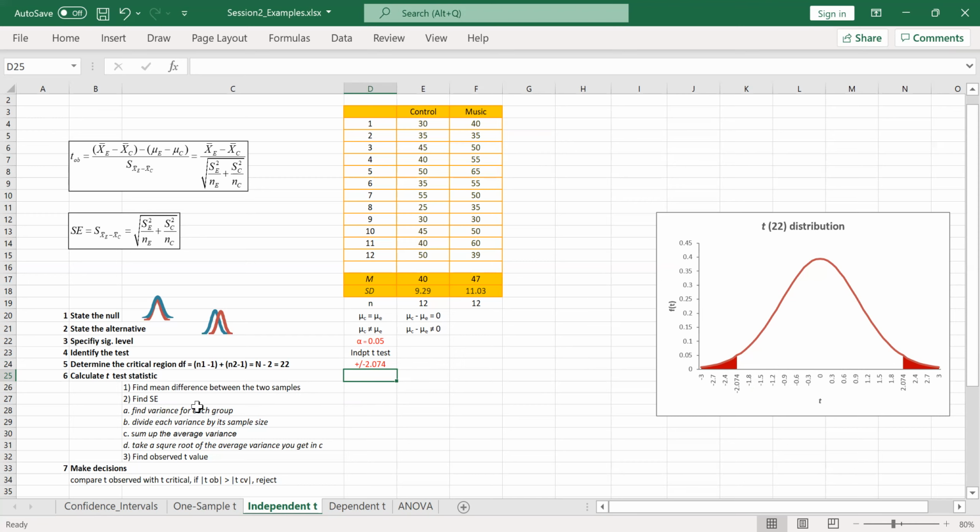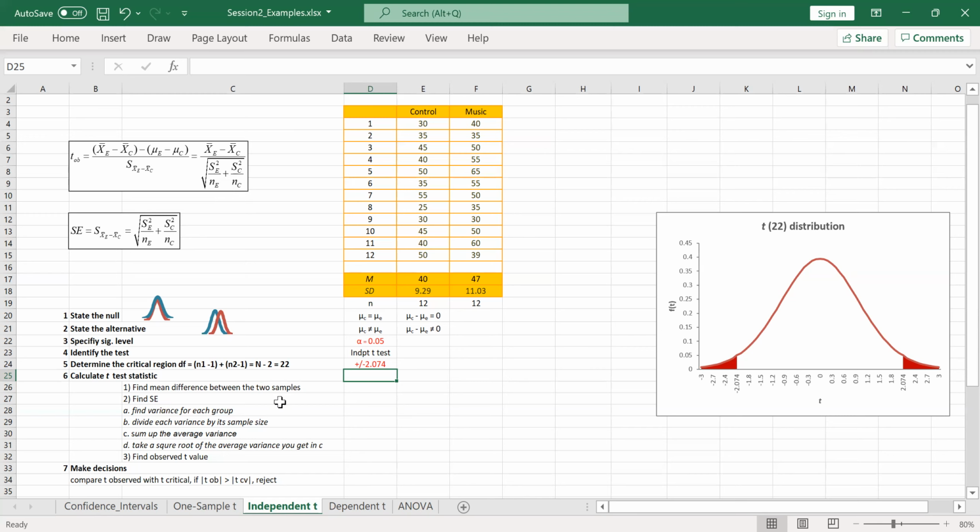So to calculate the t-observed value, we're going to use this formula. This formula has two components, the numerator and the denominator. The numerator is the difference between the two means. The denominator is the standard error. So we're going to compare the mean difference against the standard error to see how large the difference is. So we'll calculate the observed value.